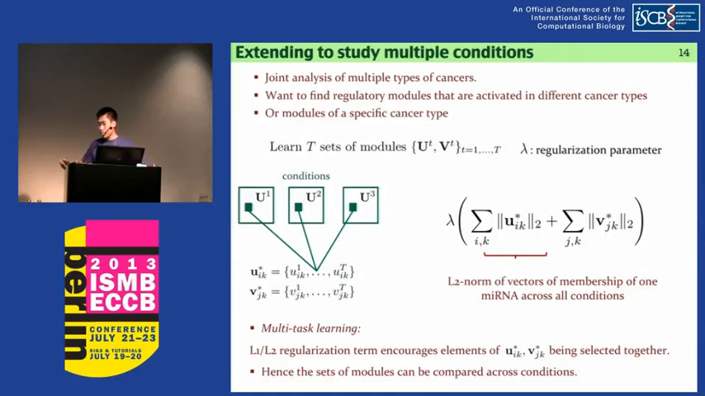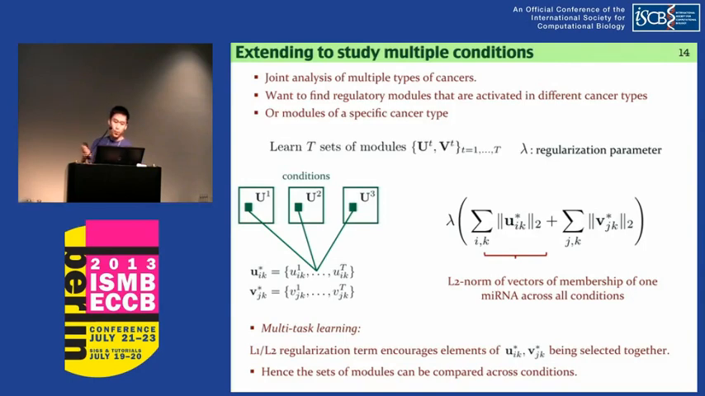Okay, so far, I've been trying to infer one set of modules for one condition, which in the previous result is one specific type of cancer. We want to extend this model to do a joint analysis of multiple types of cancer. First of all, we want to find regulatory modules that work differently in different types of cancers, or modules that work similarly across different types of cancers. So here, instead of learning one set of modules, we learn T sets of modules for T conditions. So how do we do that?